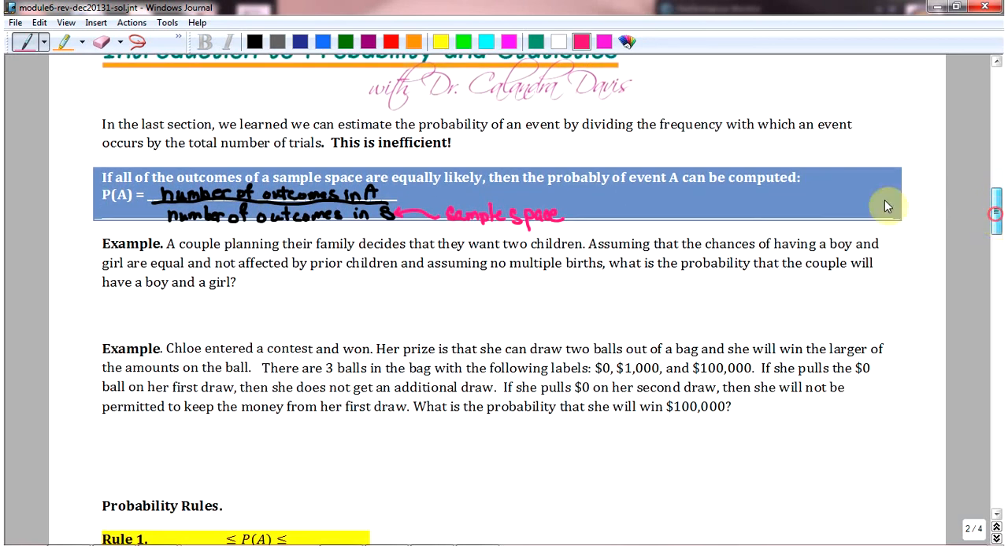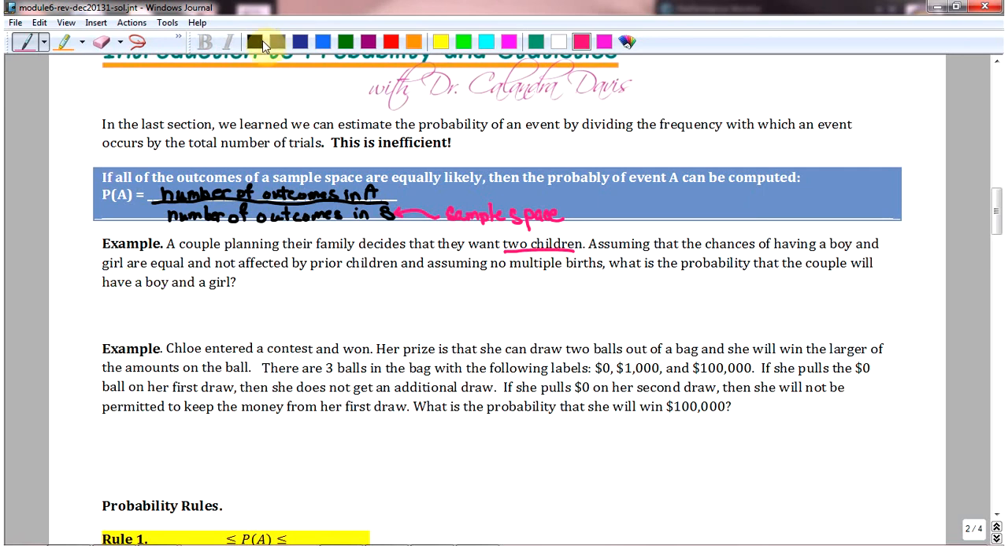Well, let's look at an example of this. Okay, so the probability of event A is equal to the number of outcomes in event A divided by the total number of outcomes in the sample space. So for this example, a couple planning their family decides that they want 2 children. Underline the important parts here. Assuming that the chances of having a boy and girl are equal and not affected by prior children, and assuming no multiple births, what is the probability that the couple will have a boy and a girl?